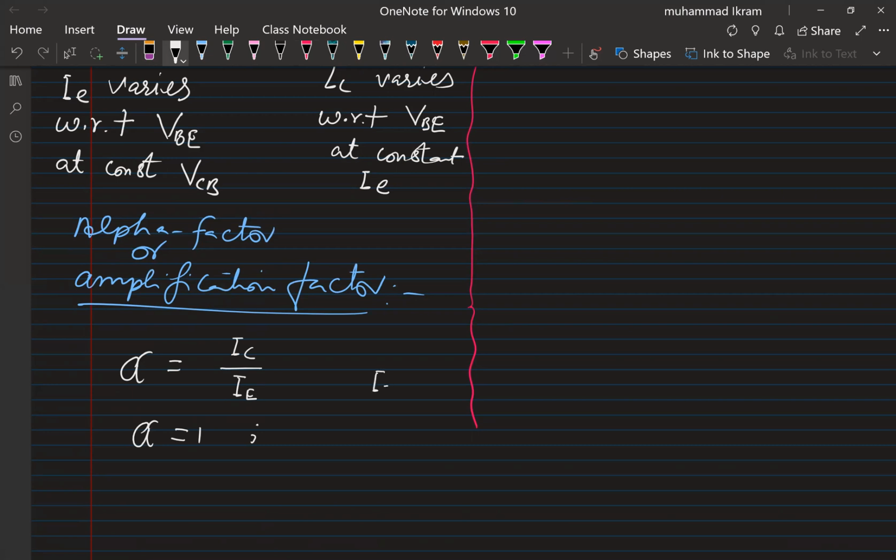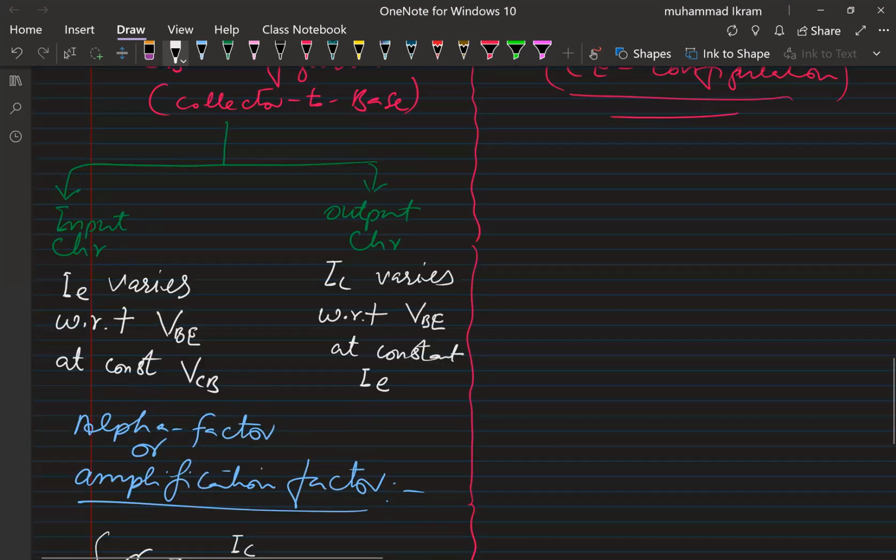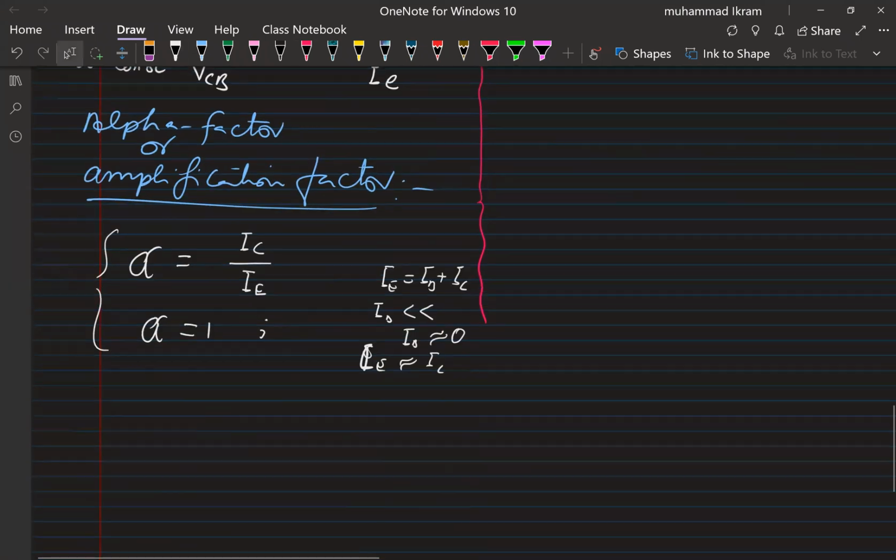Since you know that IE is equal to IB plus IC. But you know that IB is very, very small, because of the very small resistance. So because of this factor, IB is nearly equal to 0. So IE will be almost equal to IC. So IC by IC equals 1. This may be part of your exam also, to show that alpha, the transistor gain for the collector base configuration, is equal to 1.